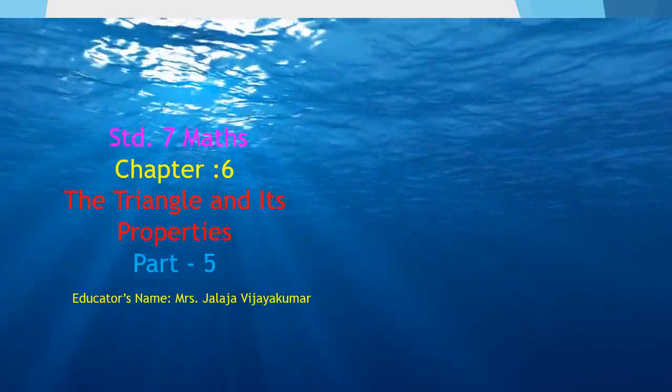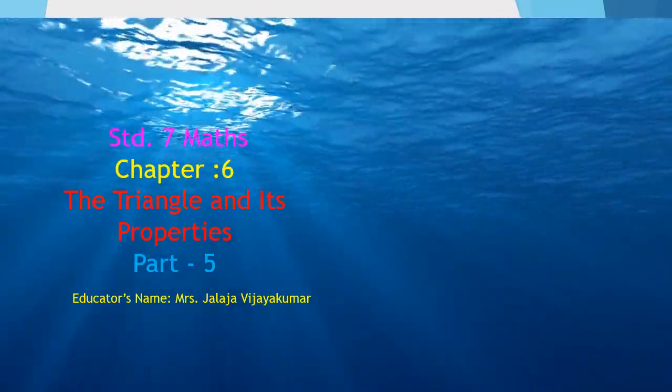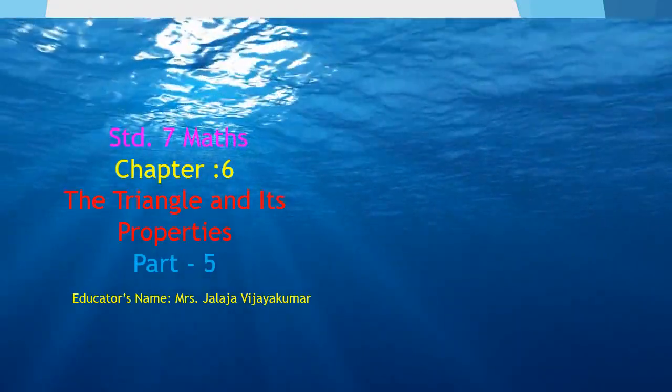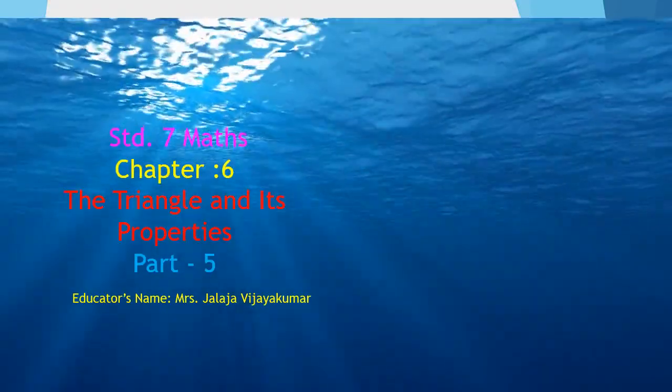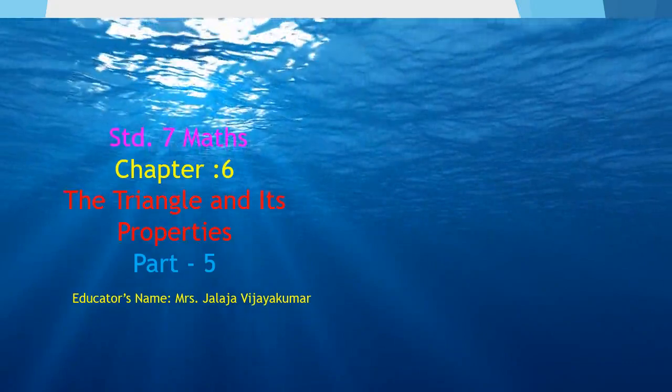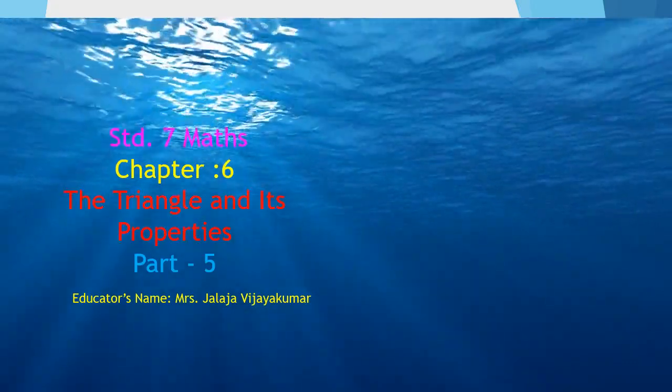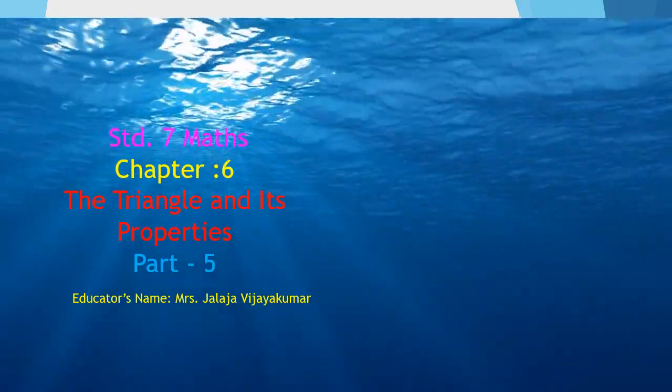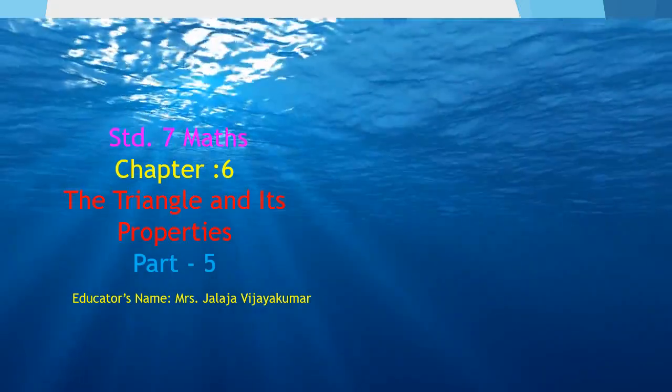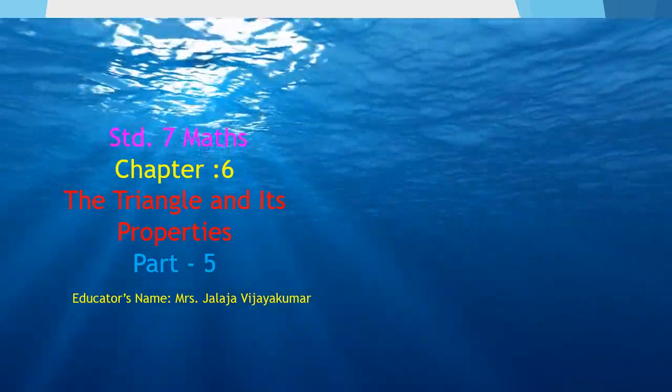Hello children, in the last class you learnt about the angle sum property of a triangle. That is, the sum of three angles of a triangle is 180 degrees. In this session, let us do problems related to this property. That is exercise number 6.3. Okay children?